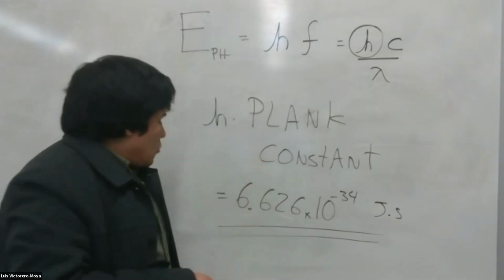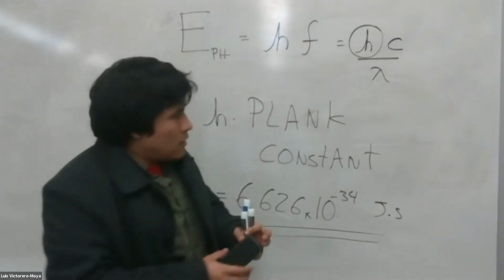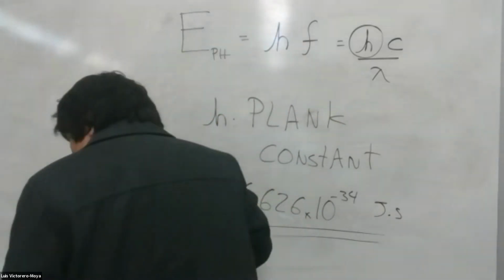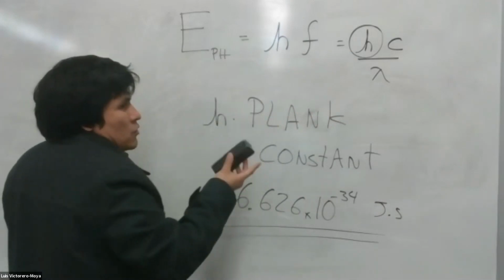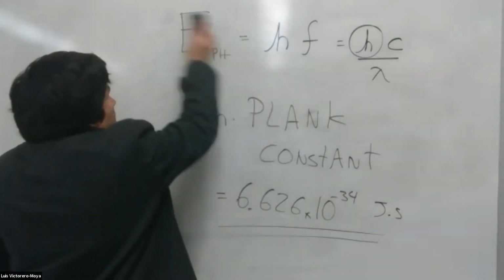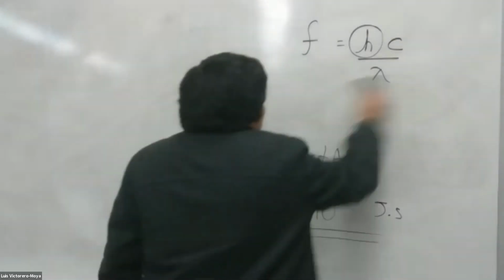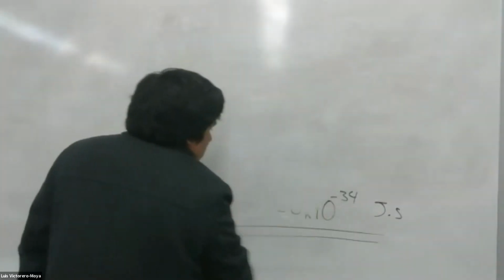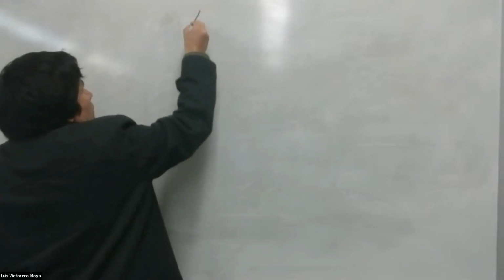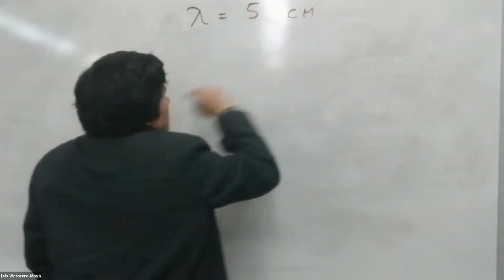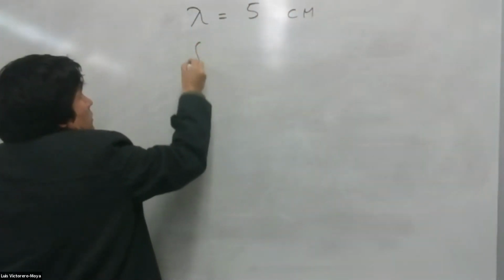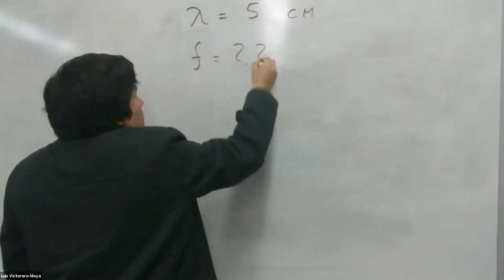Now, let me do a couple of examples, because I know that you might need to remember some of this. So let's see how we can use this with real numbers. First of all, let's do the speed of light and the wavelength, all right? So let's say they give you lambda equals 5 centimeters, and they want you to compute the frequency.